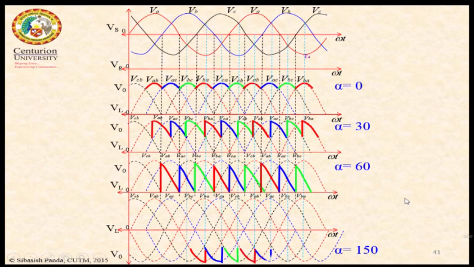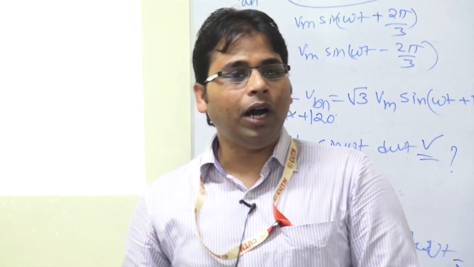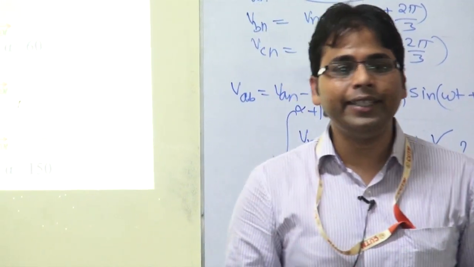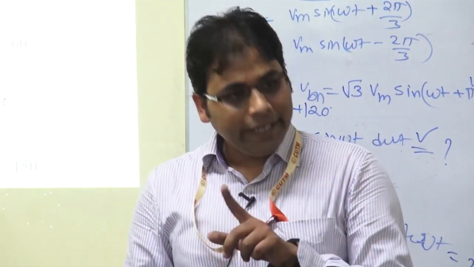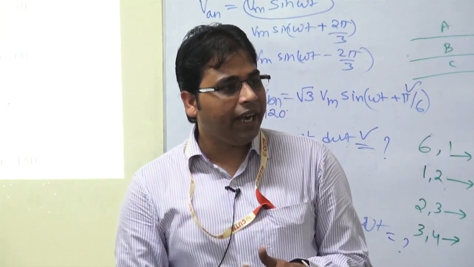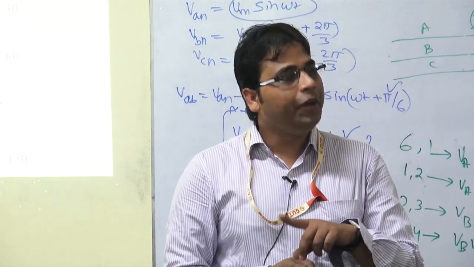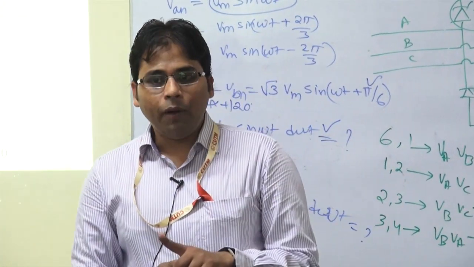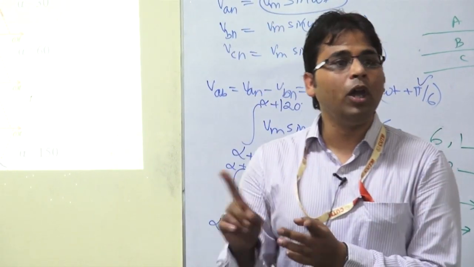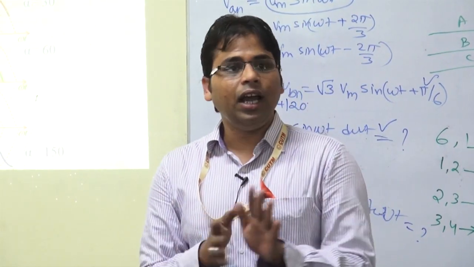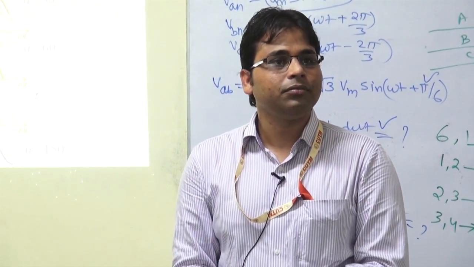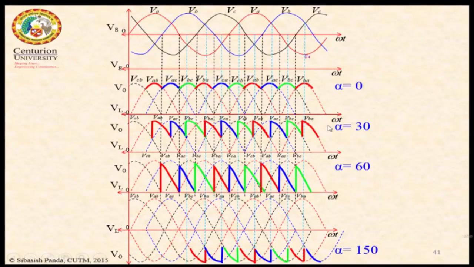So now I am getting negative output voltage. Now the average output voltage is negative. When alpha is beyond 90 degree, I am getting negative output voltage. Now the rectifier is operating in which mode? Inverting mode. The rectifier is operating in inverting mode and the power is fed back to the source when it is beyond 90 degree. Is it clear, the waveforms, or any doubt?